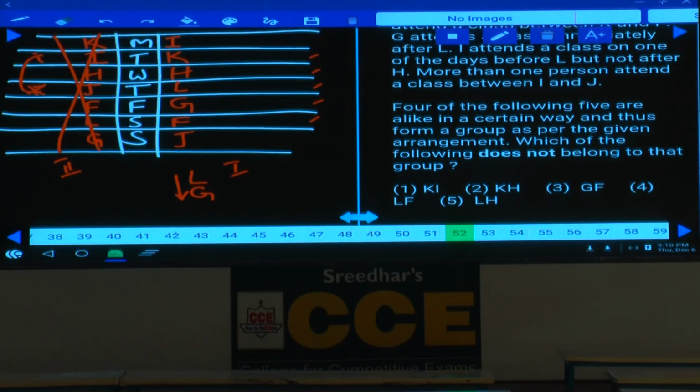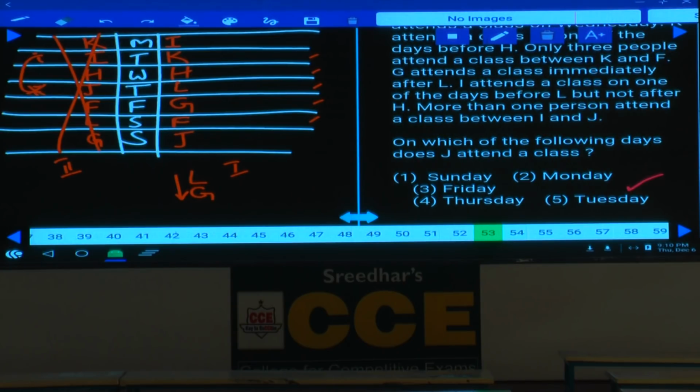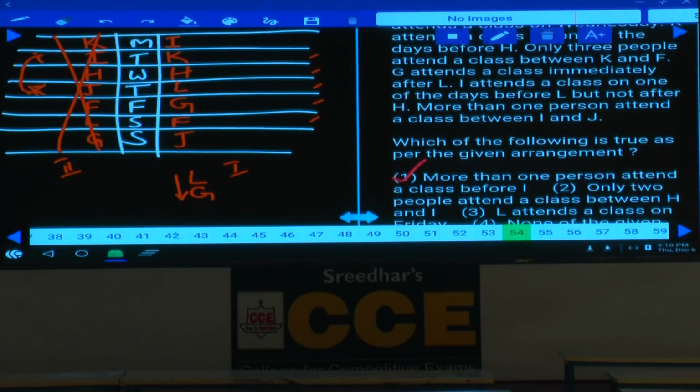Then question number 52. Four of the following are similar and one is the odd one out. K and I are adjacent, K and H are adjacent, G and F they are adjacent, L and F not adjacent, L and H adjacent. Except choice 4, in the remaining choices, both the persons are adjacent to each other. Then, on which of the following days does J attend a class? J attends a class on Sunday, that is choice 1.